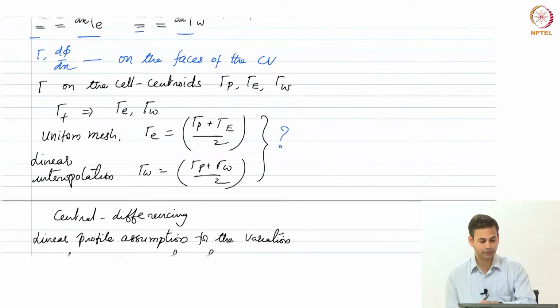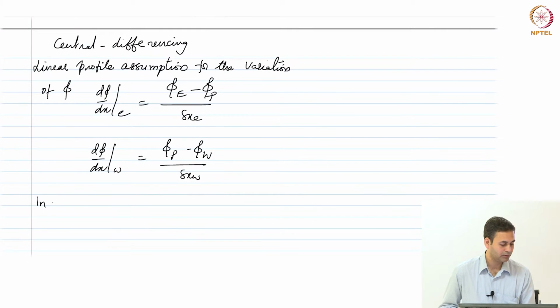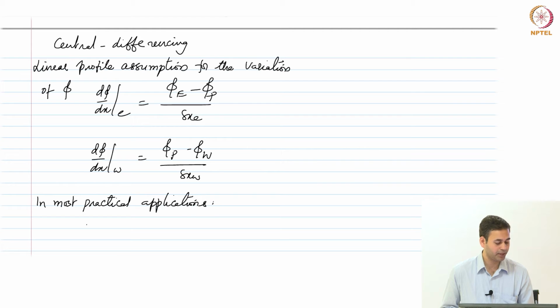Now, if we go back to the equation, we have the S V bar term. In most practical applications, S V bar is basically the value of the source term evaluated at the cell centroid, at the cell centroid of P.